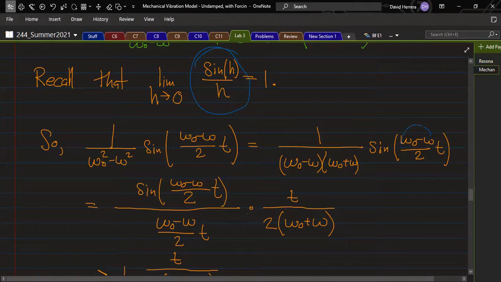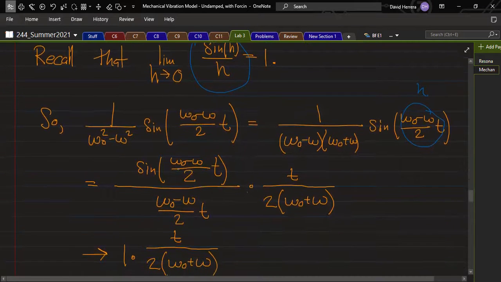I want this thing in here to be h, and then I want to divide by h somehow. So I'm going to take this and turn it into h. So I have sine of h up here, and then I have h down here. But where did I get h from? Well, I took this and divided by 2 and multiplied by t. To make sure that this is still an equality, I have to put a t up here and then a 2 down here. Everything else remains the same.